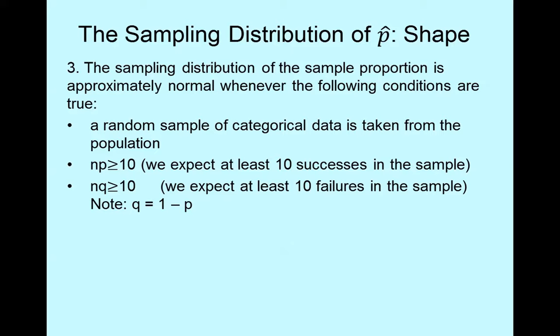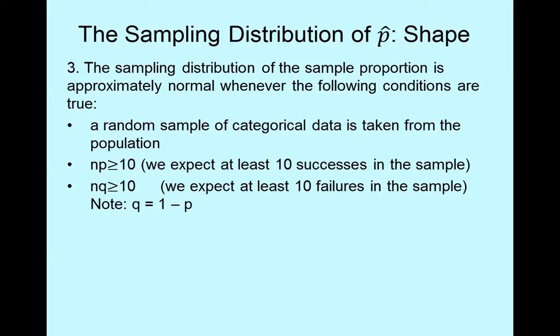This is sort of like rolling a die that has numbers 1 through 6, 120 times. You expect to get 20 ones, right? Because n was 120, and the probability of rolling a 1 on a 6-sided die is 1/6. So 120 times 1/6 would be 20. So we just expect np to be at least 10.